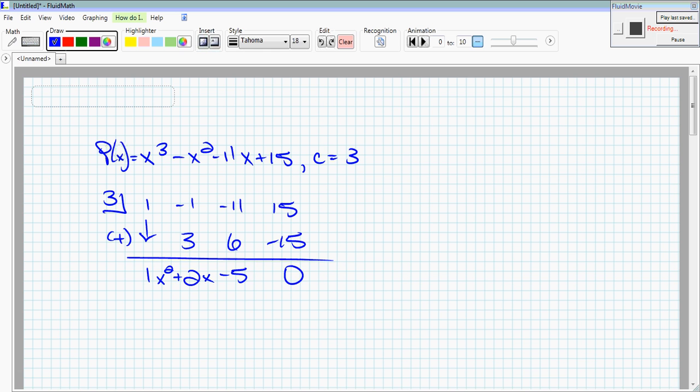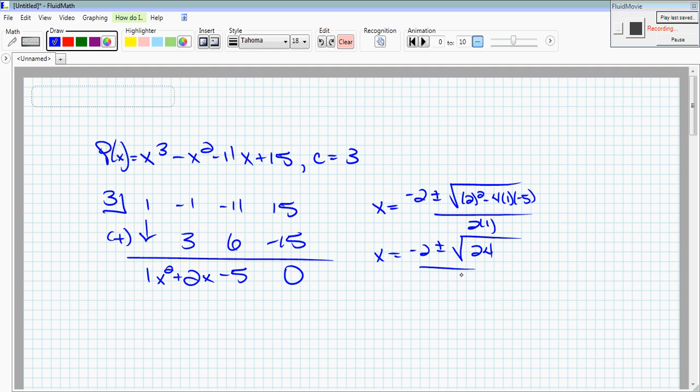Let's see, to find the remaining zeros, it would be nice if we could factor this, but we can't, so what we have to do is plug into the quadratic formula. The quadratic formula would give us negative 2 plus or minus the square root of b squared minus 4ac all over 2a, and when that is simplified, what we get is 4 plus 20, we get 24 over 2.